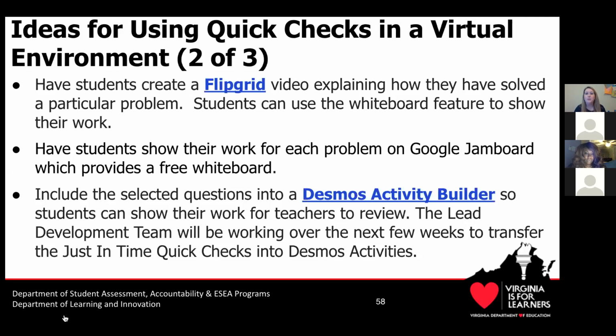Another way is Google Jamboard. If your division has access to that, it's a free platform in Google, and it's kind of like an interactive whiteboard where multiple people can be on at the same time. So you could take your question from your quick check that you want to use, load it into a Jamboard, and share the link with students. It's kind of like going to the board. That's what I would relate it to in a traditional classroom, where here's the problem, I've drawn the diagram on the board, now you write on that and you mark it for me and you do the work there so I can see it. So it's a really helpful way.